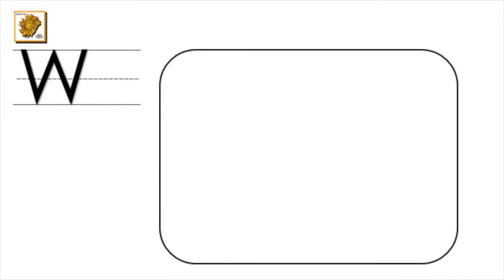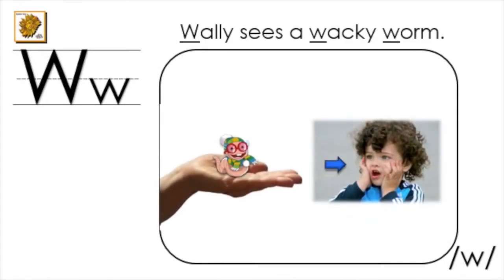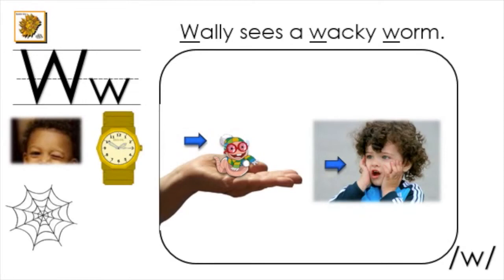This is the uppercase letter W. This is the lowercase W. The letter W says W. Say what, boys and girls? Wonderful! Wally sees a wacky worm. The letter W says W for wink, watch, web, and watermelon.